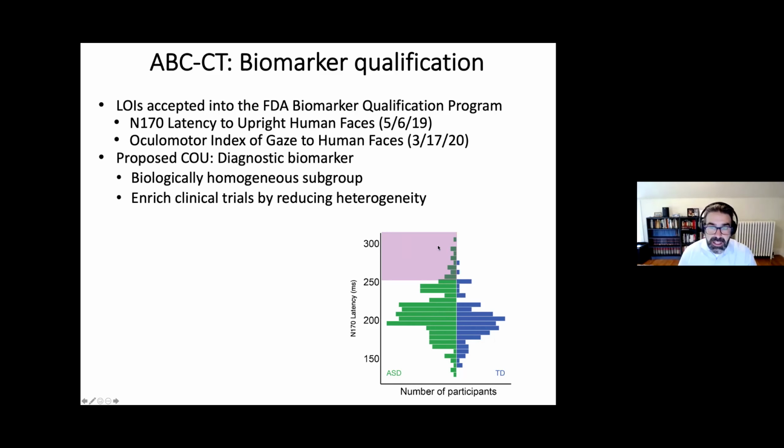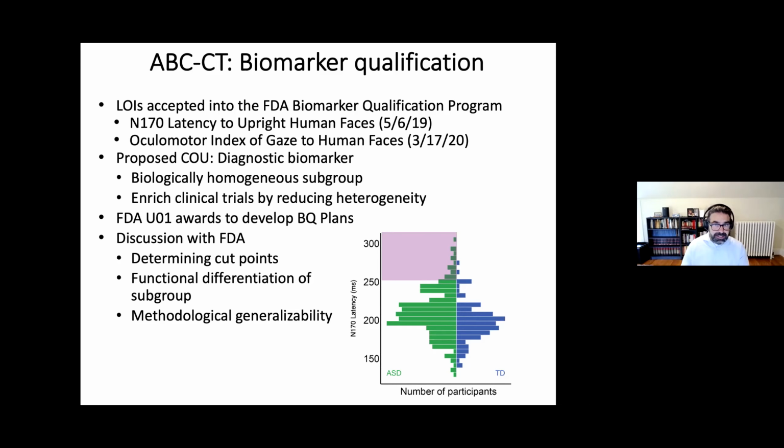However, when you get to the slowest N170s, that's really an almost exclusively autistic group of people. The idea is that maybe this tail represents a more homogeneous subgroup of people with autism, and that if we selectively use those people in clinical trials, we might have more statistical power to find results because it's less biologically heterogeneous.